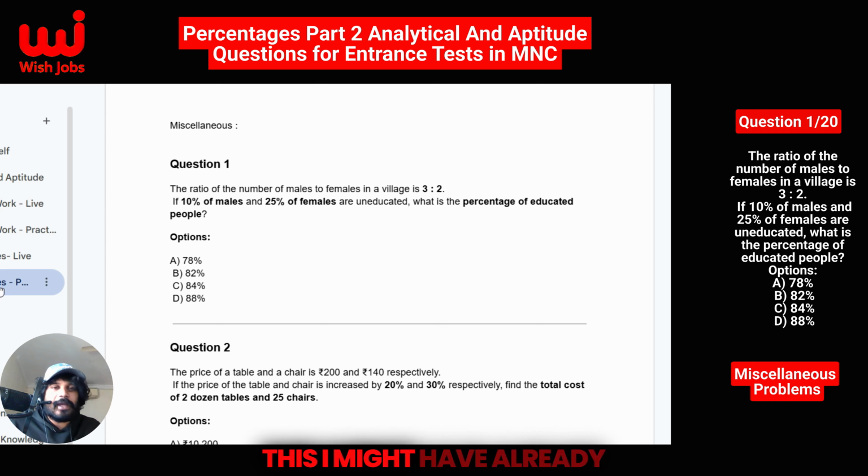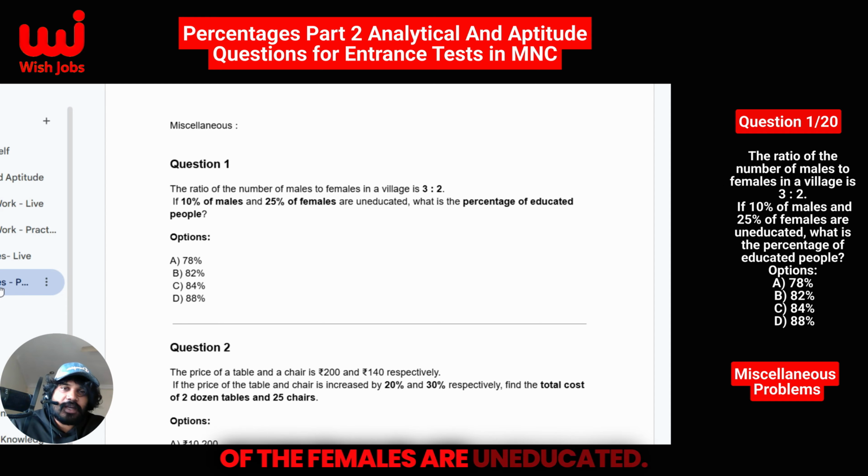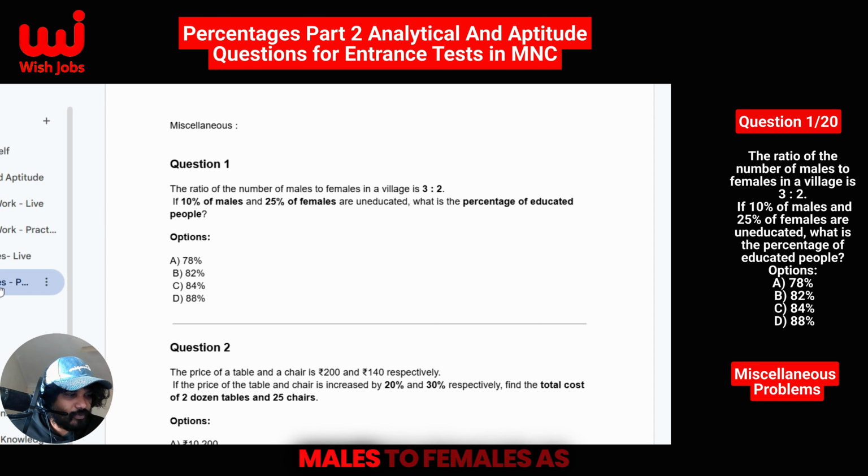Okay, this I might have already explained to you, but still I just want to say: the ratio of the number of males to females in a village is 3:2. 10% of the males and 25% of the females are uneducated. What is the percentage of the educated people? Again, assume males to females as 300:200. 10% of the males, 25% of the females are uneducated. You just need to find out the percentage of educated people.